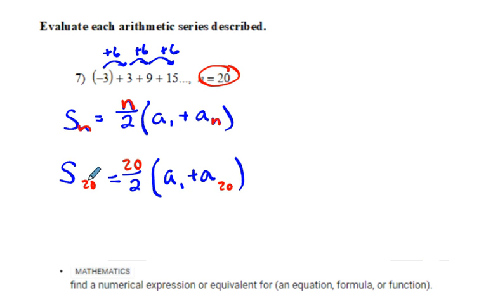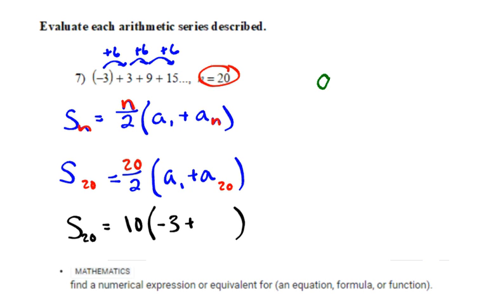When there's subscripts, so S sub 20 or a sub 20, it's telling us we want the sum of 20 terms. We want to know the 20th term. And then when it's in here, just in the formula, 20 divided by 2, that's a number that's part of our calculations. So we're actually going to do 20 divided by 2. So sum of the first 20 terms, 20 divided by 2 is 10. We know the first term is -3, but what is the 20th term?